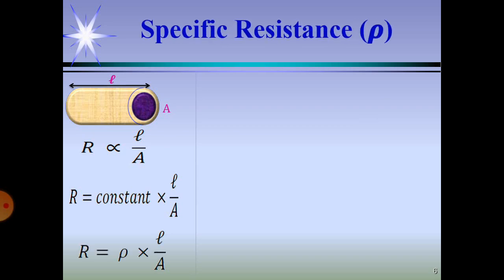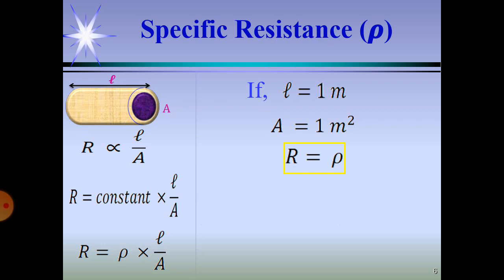Then in the case of metallic conductors, the resistance varies directly as its length and inversely as its cross-sectional area. So R is directly proportional to L by A, and we get R is equal to constant into L by A. If that constant is replaced by rho, we get R is equal to rho into L by A. That rho we call specific resistance. In this equation, if I substitute L as 1 meter and A as 1 meter square, then R is equal to rho. That rho we define as specific resistance.